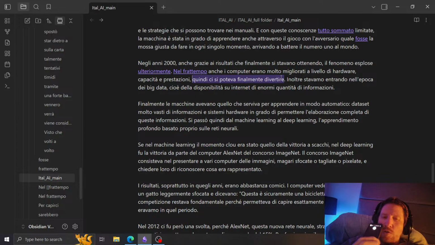Okay, so what does it translate to in English then? So it translates to something like, therefore, one could finally have fun. Okay.